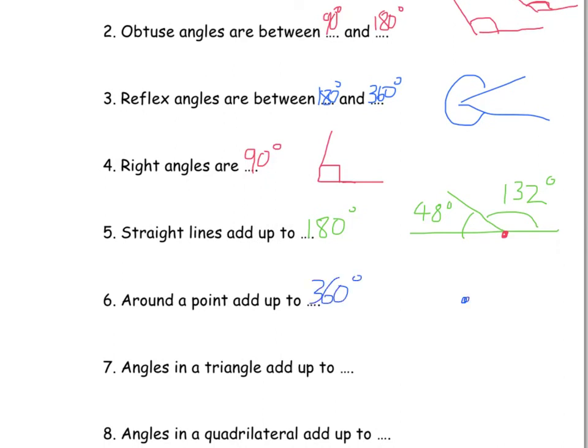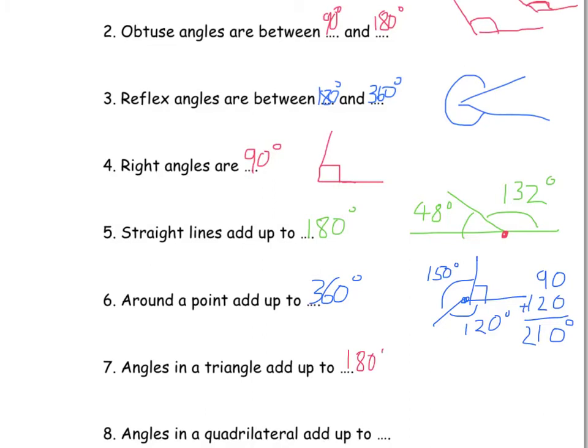So if we've got a point and we know that one is 90 degrees, this one is 120 degrees, what is this third angle? Well, we need to add the two up that we've got. So 90 add 120 is equal to 210 degrees. Then what do we add on to 210 to get to 360? Well, that's 150 degrees. So the missing angle is 150. Angles in a triangle add up to 180 degrees.